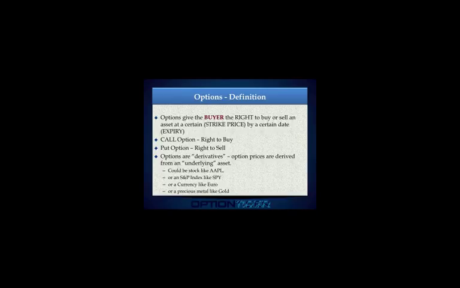The seller of the option has the obligation to buy or sell the same asset at the same price by the same date. So if the buyer of the option has a right to buy, then the seller of the option will have an obligation to sell. If the buyer of the option bought the right to sell, then the seller will have an obligation to buy. So there are two types of options. We have the call option and the put option. The right to buy is called a call option, and the right to sell is called a put option.